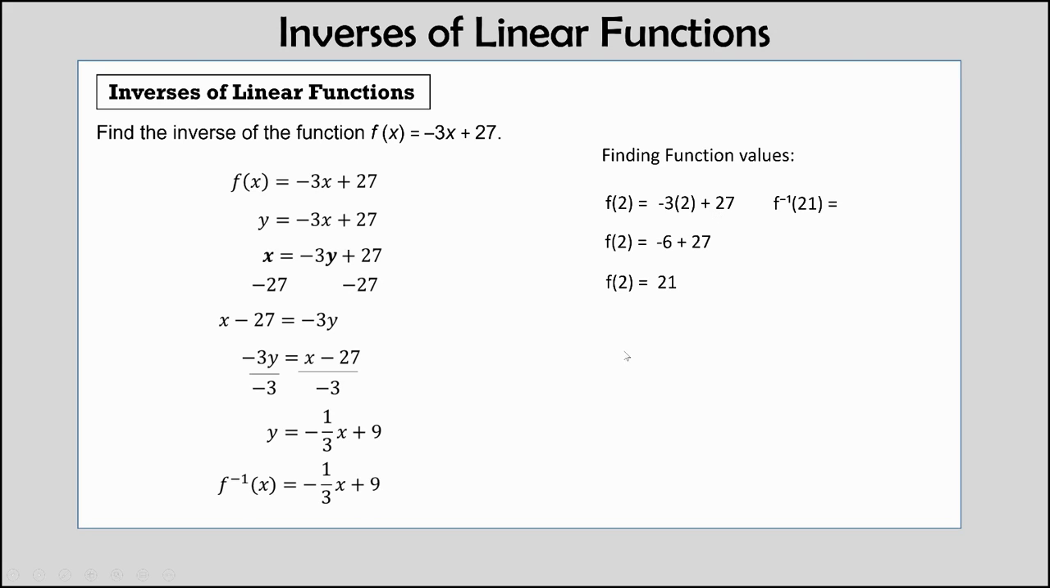Well, take your f inverse function that I have down here and replace x with 21. So it's -1/3 times 21 plus 9. -1/3 times 21, excuse me, is -7 plus 9. Oh, sorry, that should be +2. Okay. So an input of 2 in the f function gave me an output of 21. An input of 21 in the inverse function gives me an output of 2. So it undid it. So I started with 2 and my inverse undid it and gave me 2 back. That should be +2. So that's what we're talking about with the concept of an inverse function.